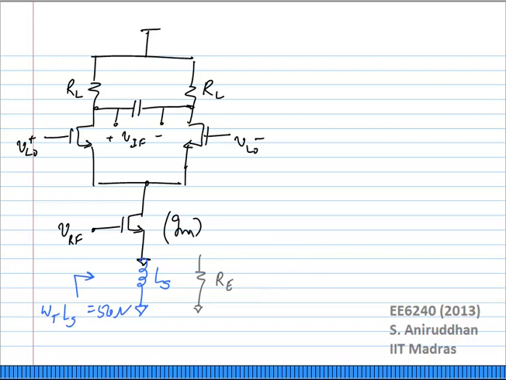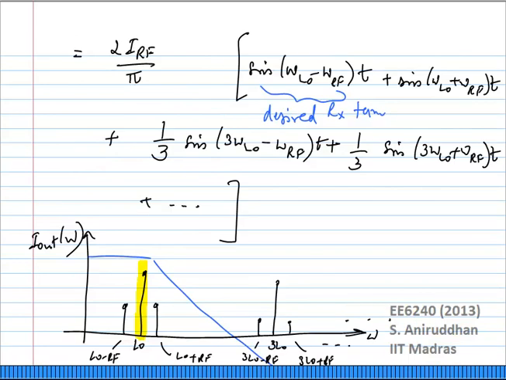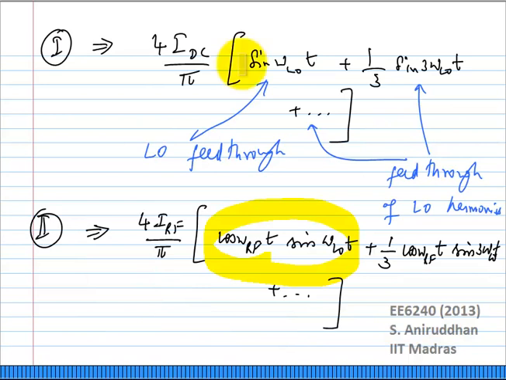Now, if you want to get rid of the LO harmonic, how are the LO harmonics created? First of all, the LO feedthrough terms. They are created through the IDC times sin omega LO T term. Correct? So can you think of a way that might help you avoid or get rid of this IDC times sin omega LO T term? Correct. So you need to add it with the negative of this, minus IDC sin omega LO T term, right? 4 by pi IDC sin omega LO T, and then you subtract the same term from it, you get 0.